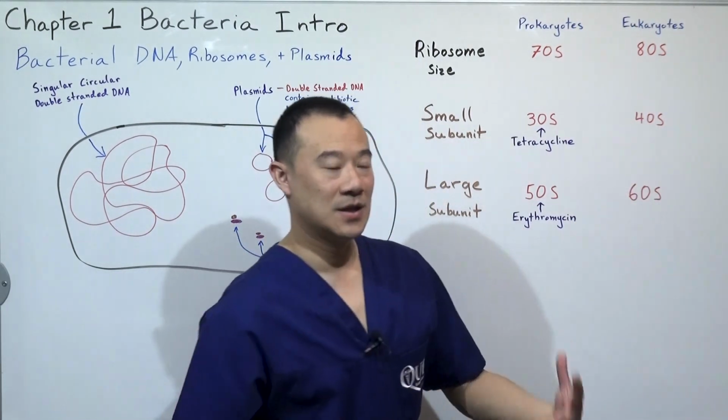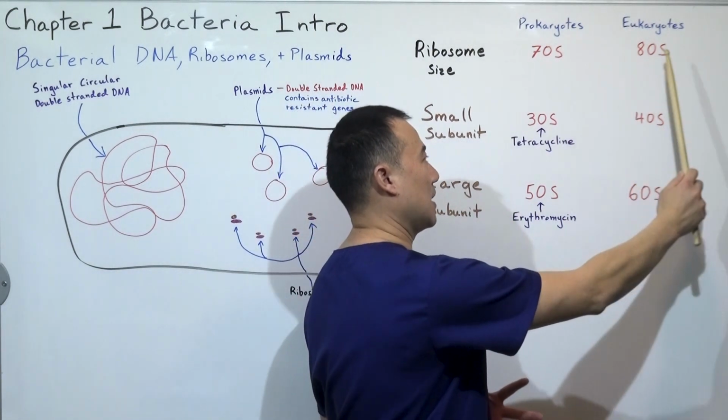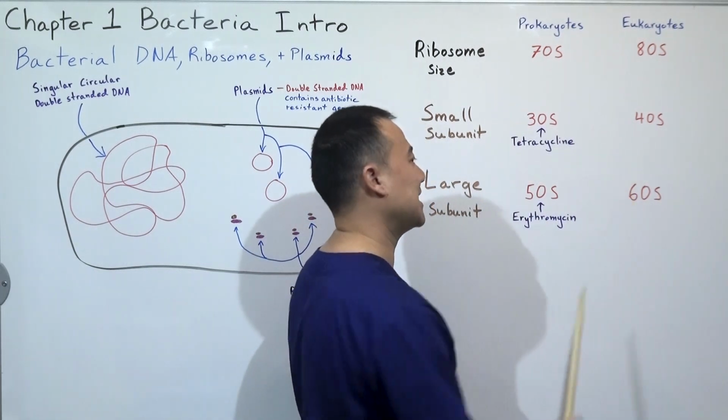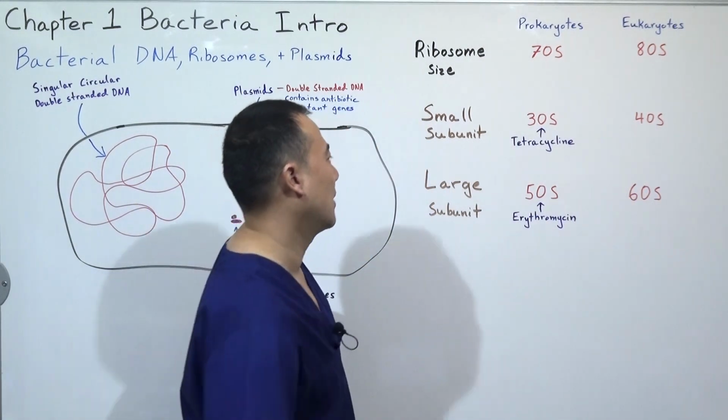Eukaryotes, E for even numbers. E for even numbers. Eukaryotes, 80S. 8 is an even number. 4 is an even number. 6 is an even number. Oh, I'm glad we talked about that.